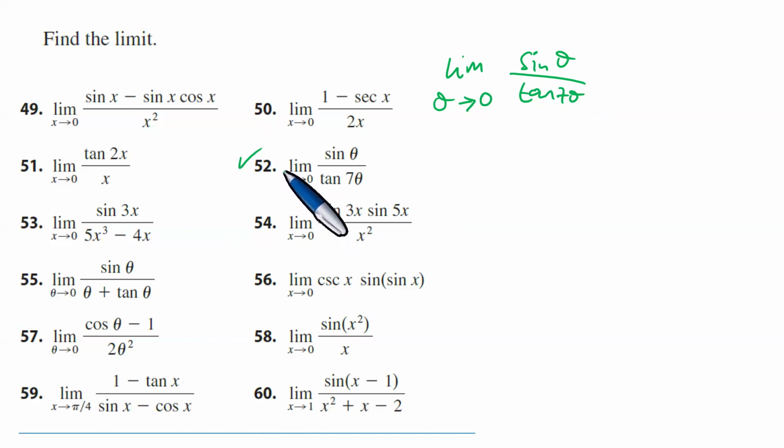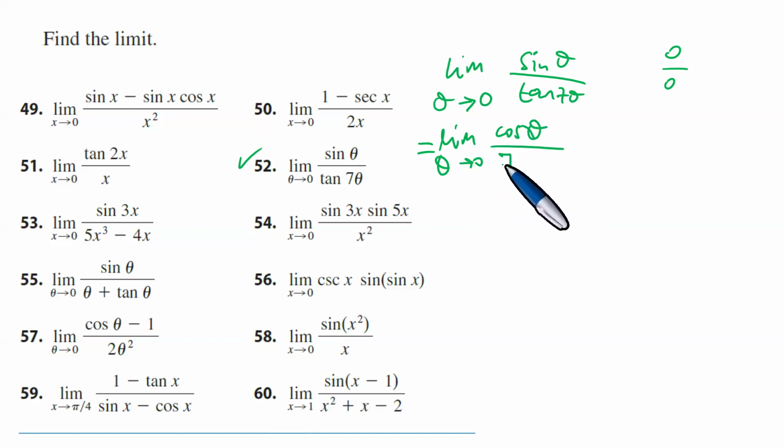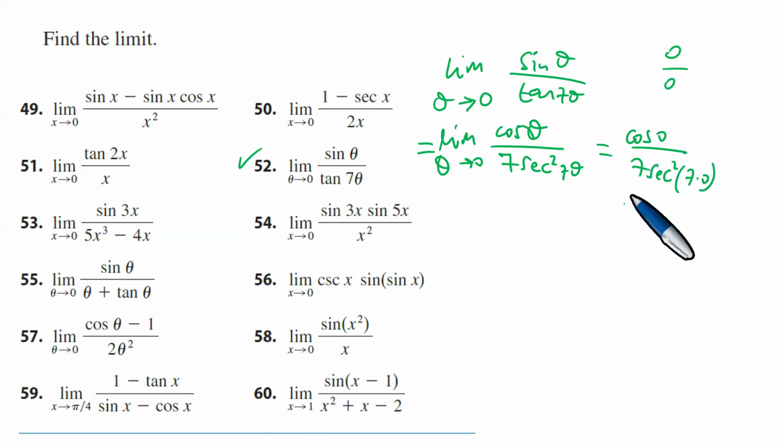Okay, I'm done. You're done. What answer did you get? 0. Okay, you've mastered these. The top is 0, the bottom is 0, because sin 0 is 0 and tangent of 7 theta is 0. Now we use L'Hopital's rule. As theta approaches 0, the top becomes cosine theta and the bottom becomes 7 secant squared of 7 theta. As theta approaches 0, it is cosine 0 divided by 7 secant squared of 7 times 0, which is 1 over 7.